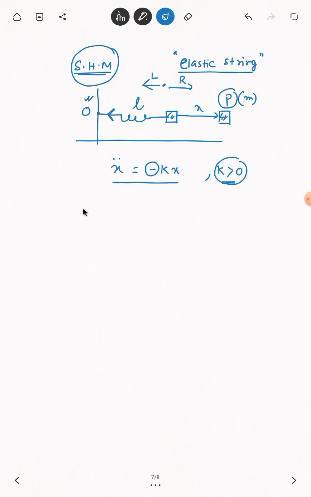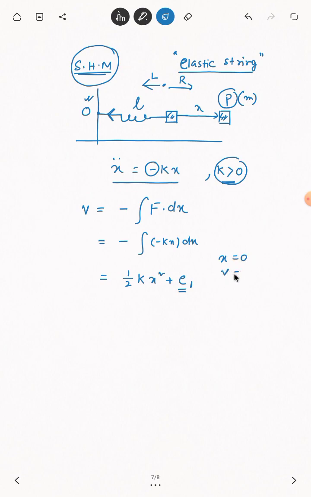Now if we want to derive potential energy, then what will be the expression? Simple case, negative sign over F dot dx, equal to minus of what is F? Here F is taken to be force per unit mass, so that will be minus kx dx. So ultimately this will become half kx square plus c1, where c1 is the integration constant. Again see that if x is 0, no work done is possible, that means potential energy is 0. So ultimately V equal to half into k x square.